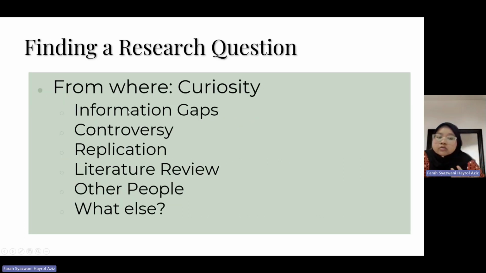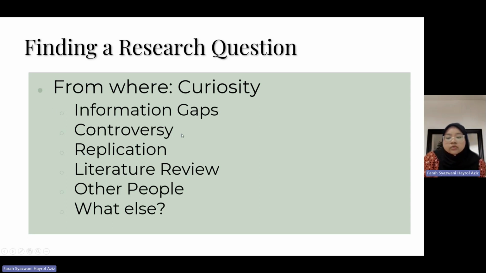Next, how can you find a research question? Where do research questions come from? They come from your own curiosity. By following these themes: information gaps, controversy, replication, literature review by other people maybe. These are some of the things that can help you develop a research question.